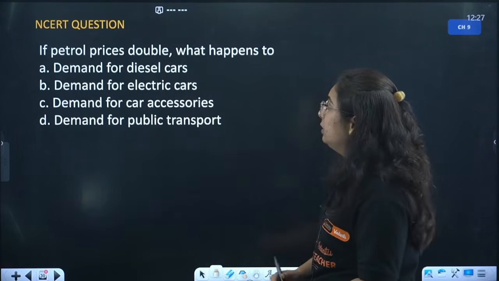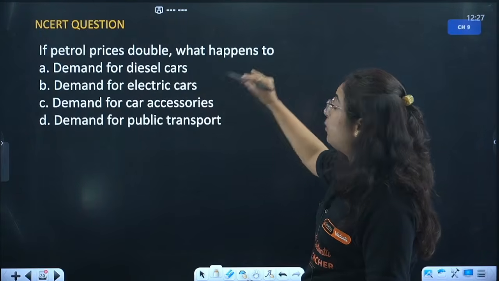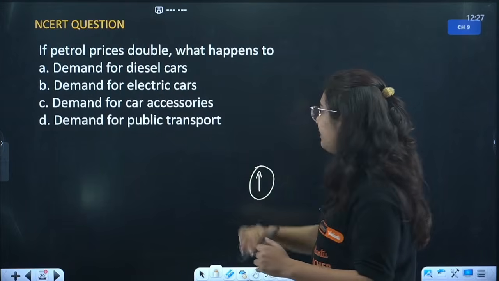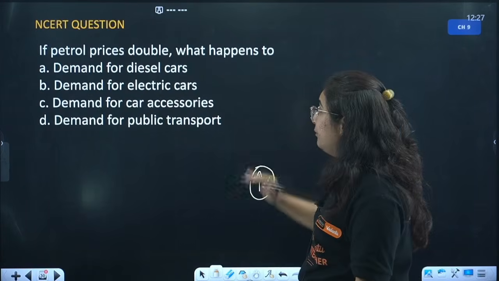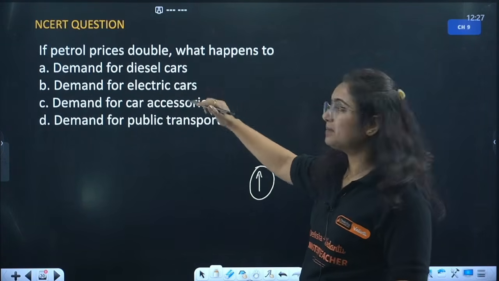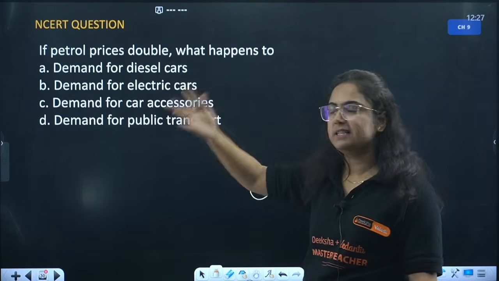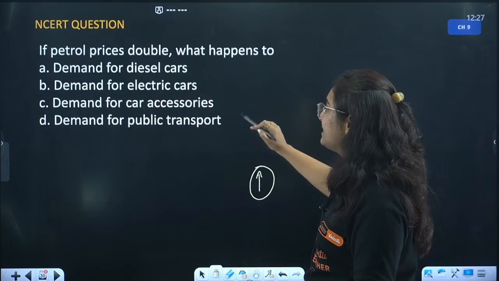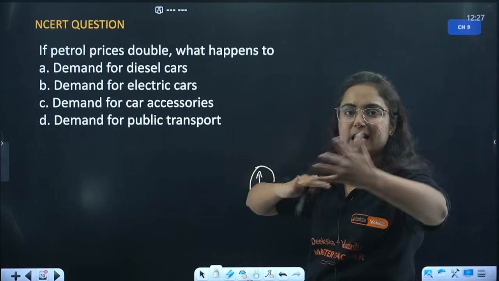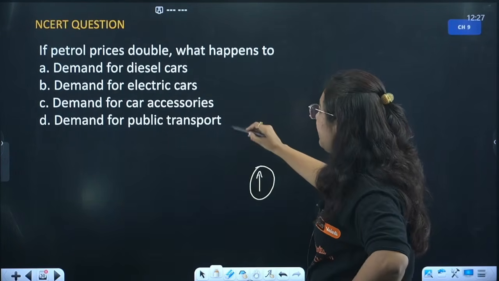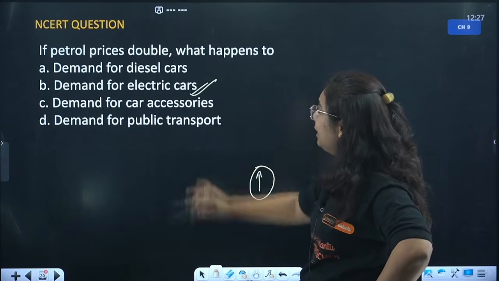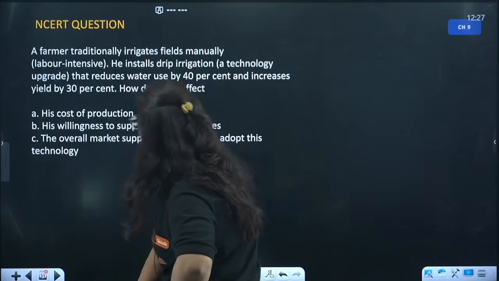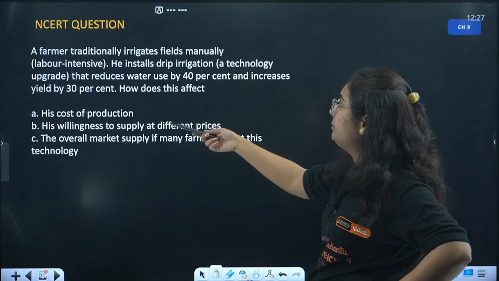Next, again in MCQ: if petrol price doubles, what happens? So one day you get to know that the price of petrol has increased. What will you do? Will the demand for diesel cars increase? But if petrol price is increasing, diesel is also increasing eventually. Demand for electric cars, demand for car accessories? If petrol price is increasing, it has no relation with car accessories. Public transport, so basically demand for electric cars will increase in this sense. Okay, next is about an NCERT question.